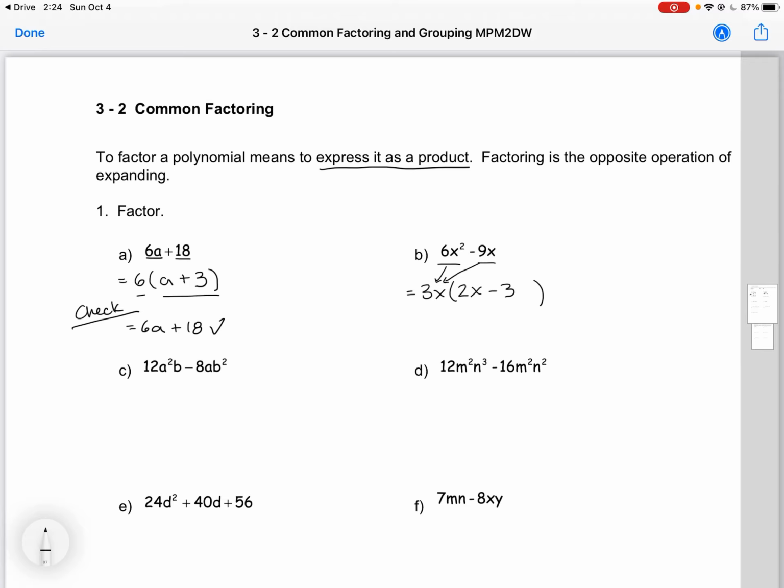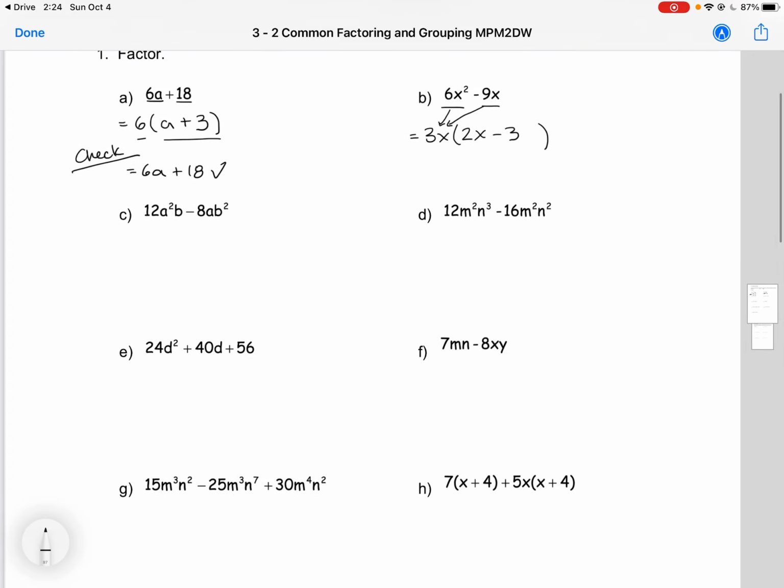Let's try another one that has some more variables. My first term is 12a squared b. My second term is 8ab squared. I'm looking for the biggest number and variable combination that those two terms have in common. I'm going to start with my numbers, 12 and 8. The biggest thing that those two have in common is the number 4.